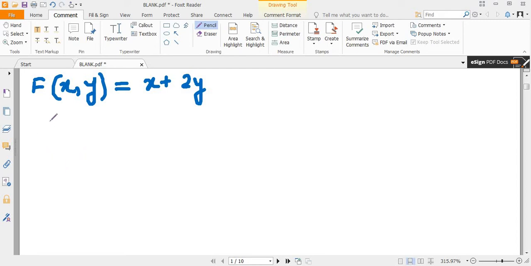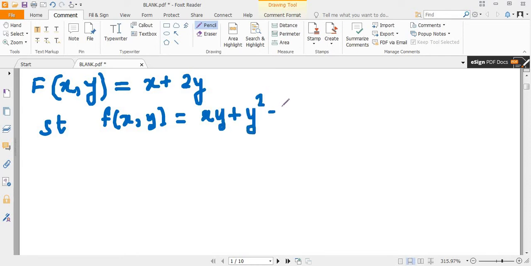And the constraint. So this is subject to, ST stands for subject to. The constraint is small f(x,y), and the constraint here that I'll be using is xy plus y square minus 1, and this is equal to 0. So this is xy plus y square minus 1 equal to 0. And this is essentially in the implicit form. The constraint is in the implicit form.